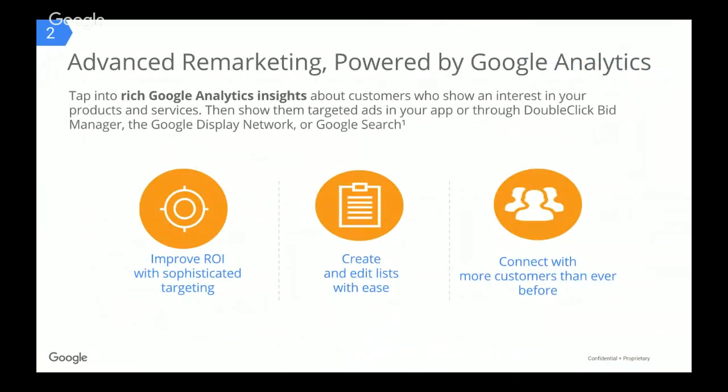Advanced remarketing, which is powered by Google Analytics. Like I said, you can tap into rich Google Analytics insights about customers who show an interest in your products and services. Then show them targeted ads in your app or through DoubleClick Bid Manager, the Google Display Network, or Google Search. You can improve ROI with sophisticated targeting, create and edit lists with ease, and connect with more customers than ever before.